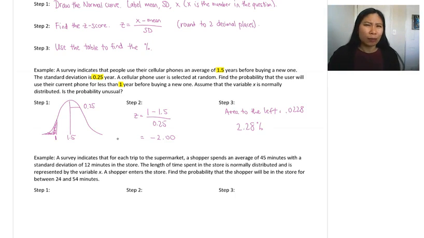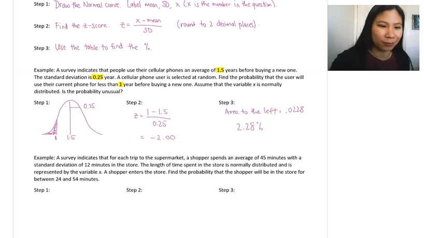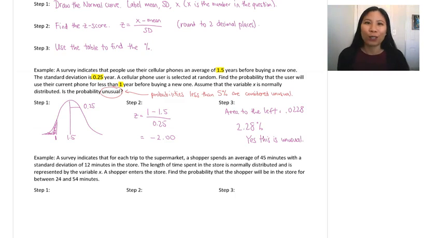This is something we talked about before, a while back. Any unusual probabilities are probabilities that are less than 5%. So our probability of 2.28% is smaller than 5. So yes, this is unusual. Okay, so that's our process for solving our probabilities in a word problem.